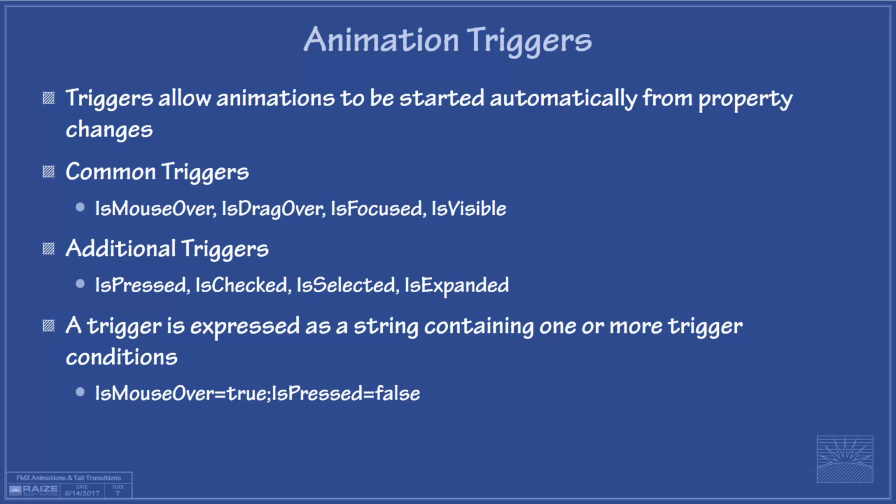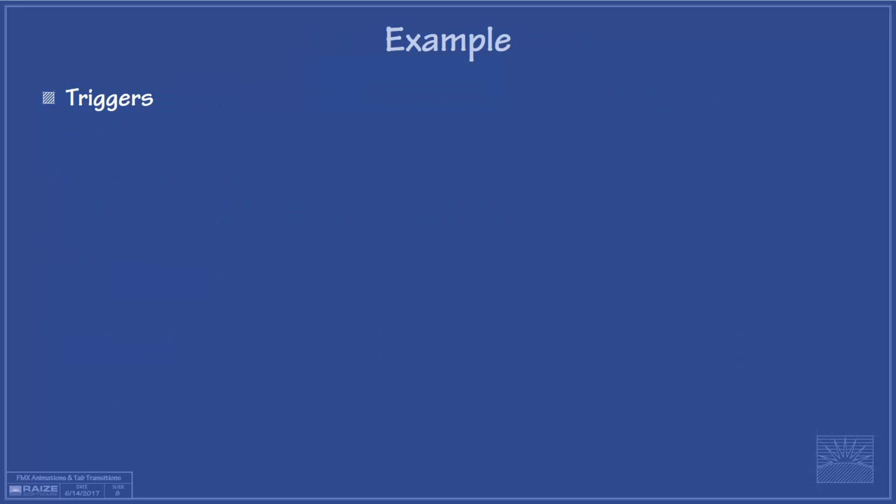So as an example, is mouse over equals true and is pressed equals false. And it is an and. Each subcondition needs to be true in order for the trigger to be generated and result in the animation turning on. And so what we can do next is actually show how these triggers work.